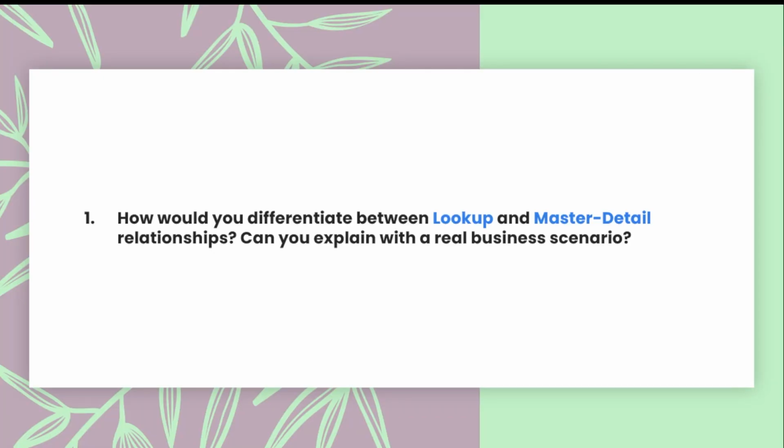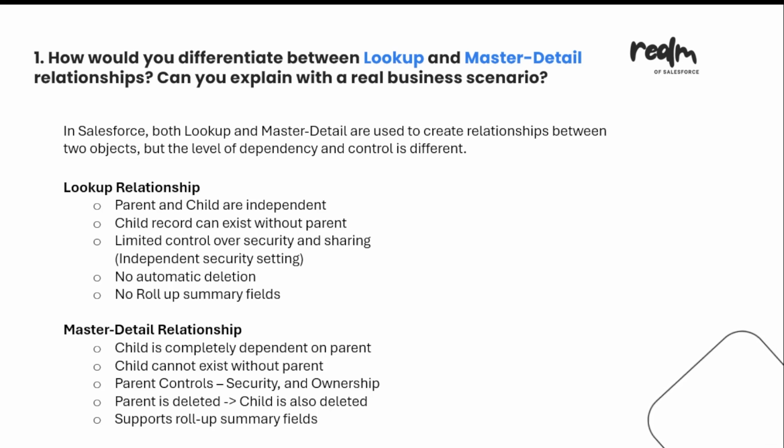question. First question is, how would you differentiate between lookup and master detail relationships? Can you explain the real business scenario? So in Salesforce, we have two type of relationship, lookup and master detail. In lookup, parent and child are independent. Child record can exist without a parent. It means you can create child record even if you don't populate the parent field.